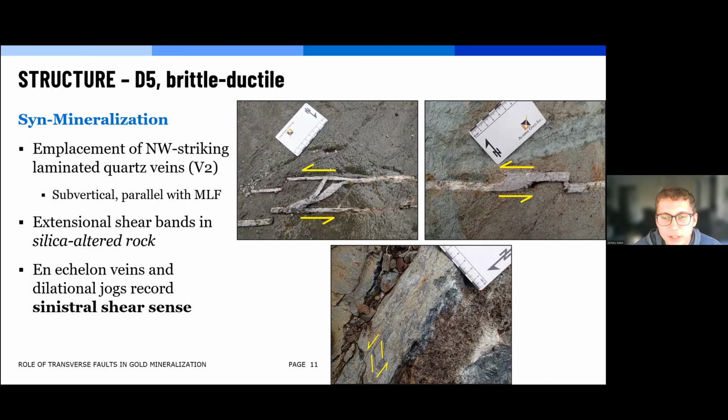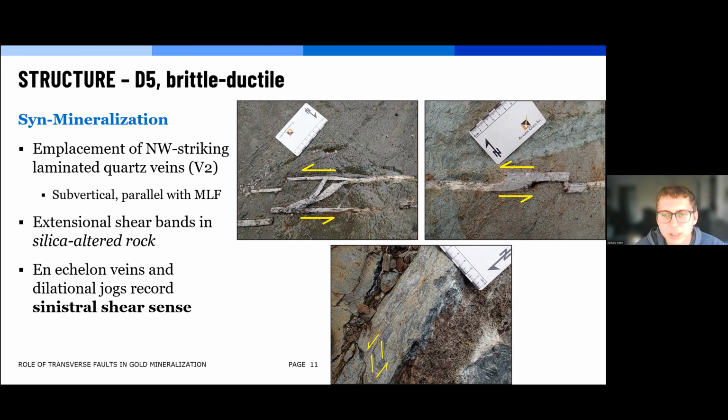This fault was reactivated during D5 deformation, which corresponded with brittle-ductile shearing. D5 is our most important stage for gold mineralization, as this stage not only corresponds with the emplacement of northwest striking laminated quartz veins, but also zones of pervasive silica alteration along the fault. And I'll get into those later. These veins, though, they're subvertical, parallel with the Maskinonge Lake Fault, and they show shear sense indicators of sinistral shearing.